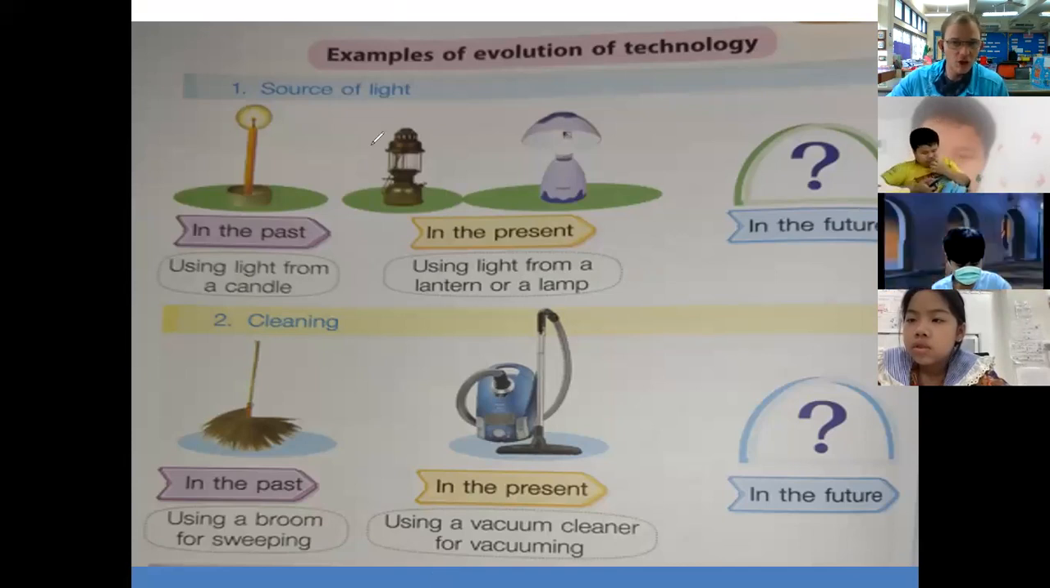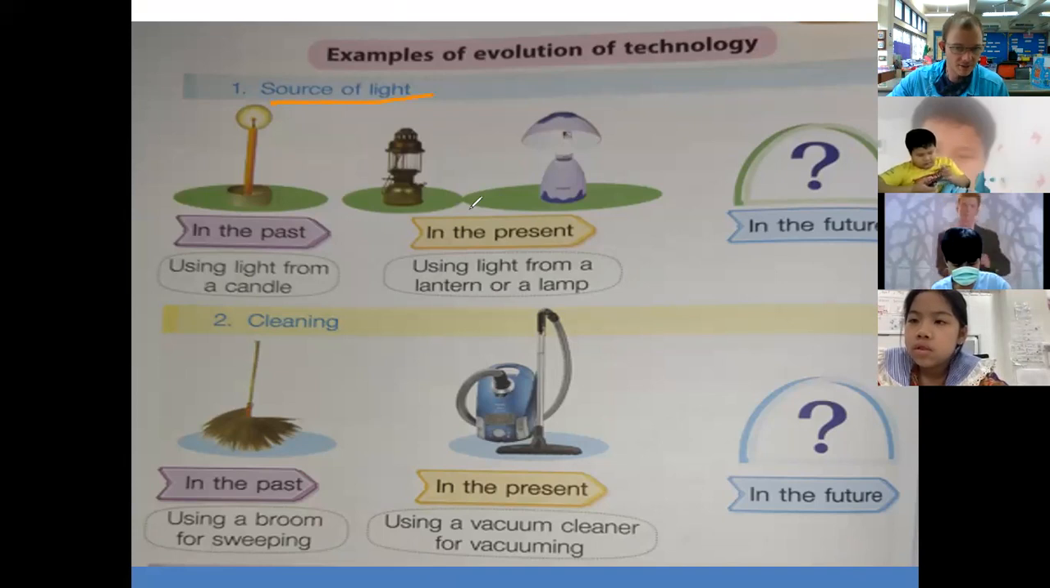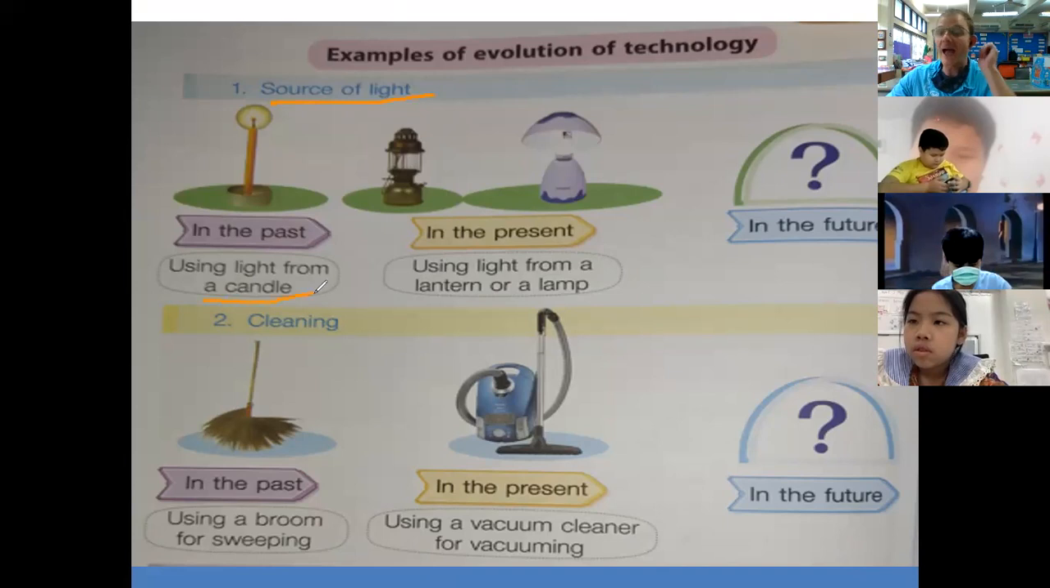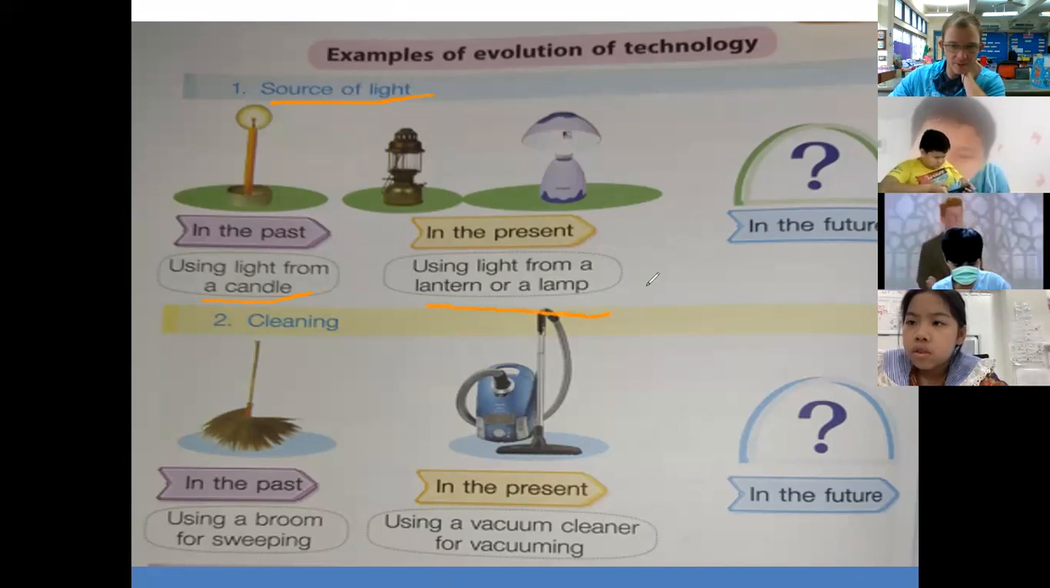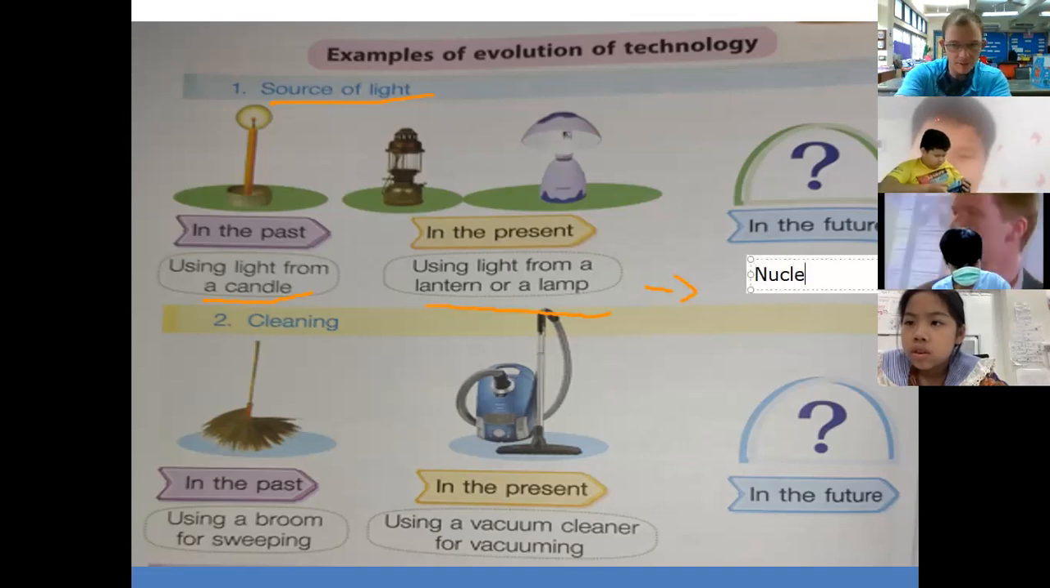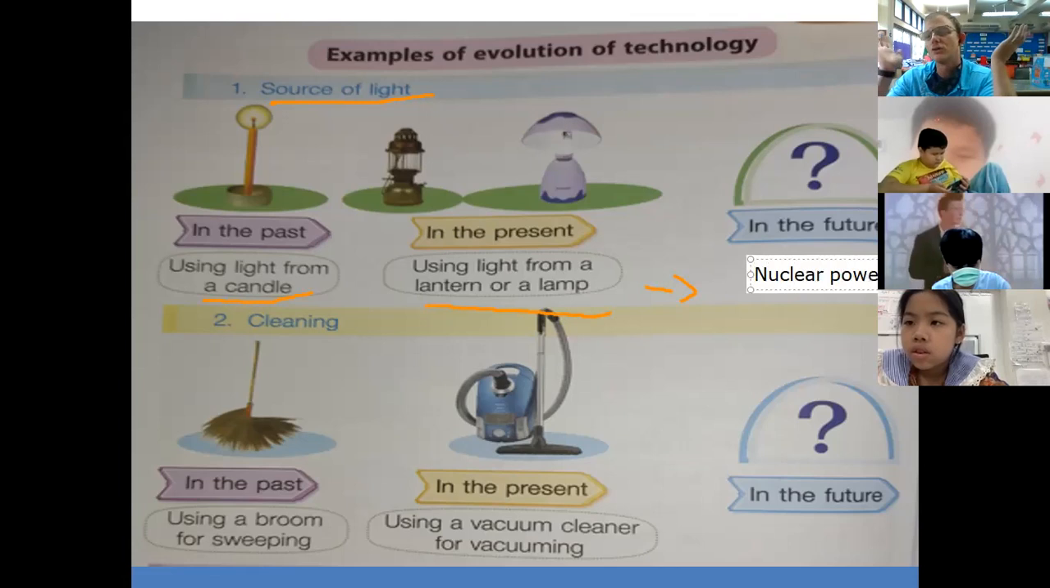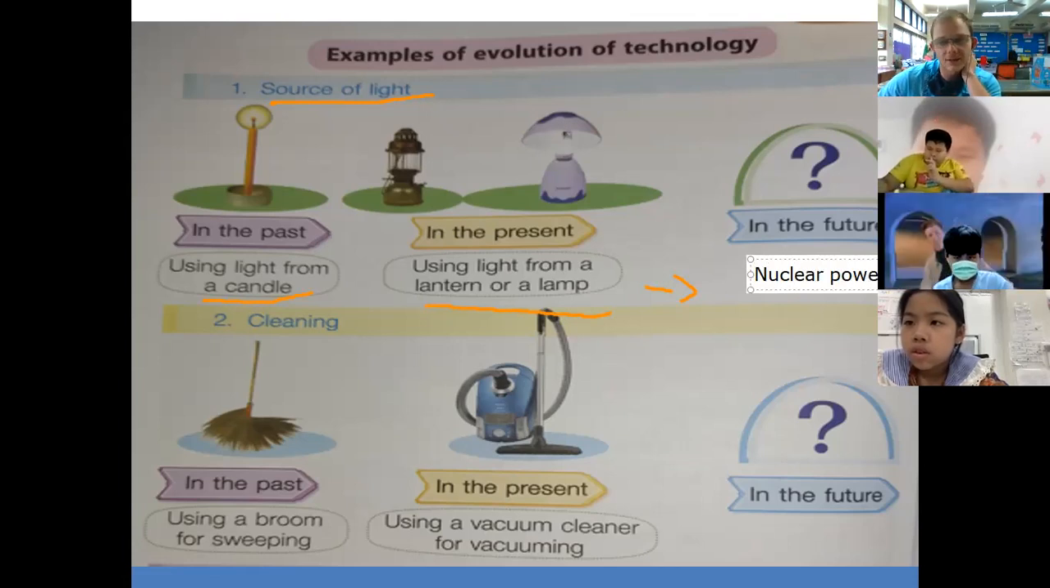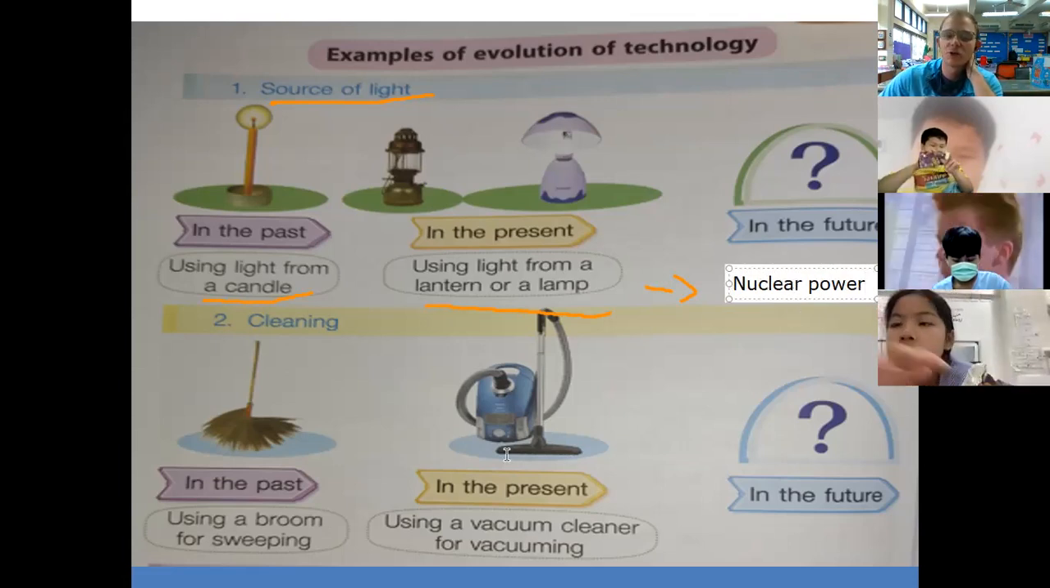So the first one we look at is a source of light. Like in the past, we had to use a candle. In the present, we use a lantern or a lamp. And in the future, we use maybe nuclear power. Who knows? We don't know yet. Someone has to make the future.